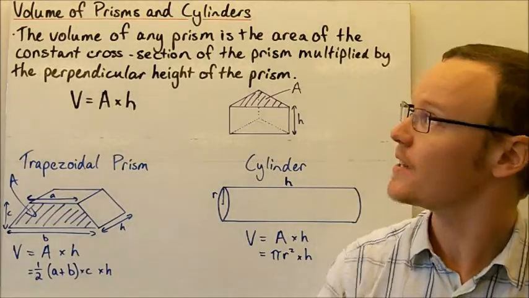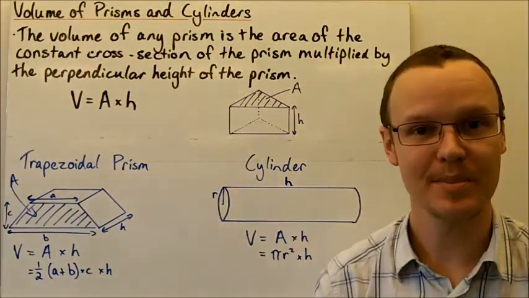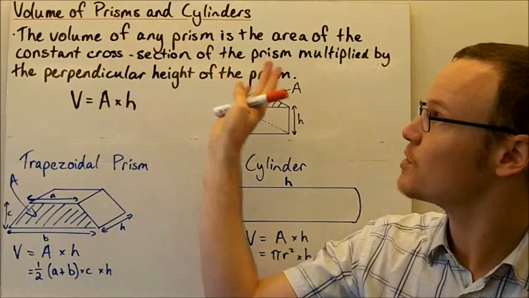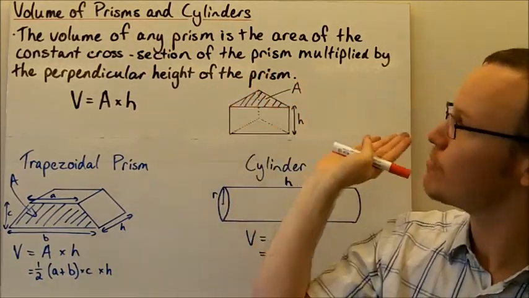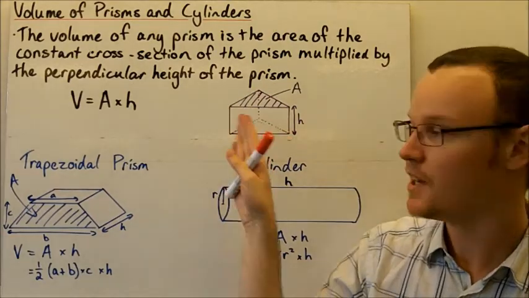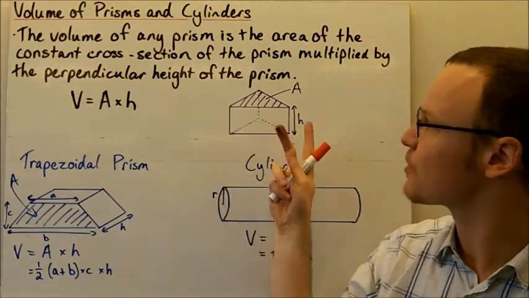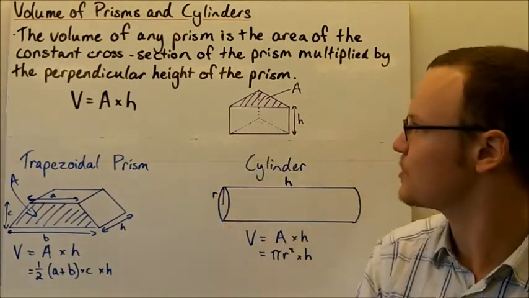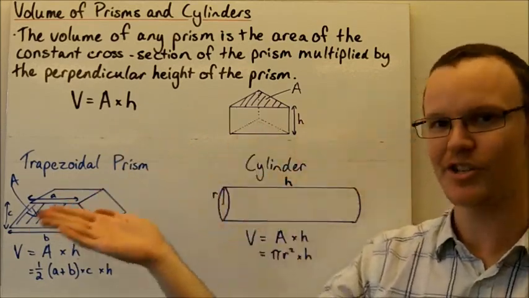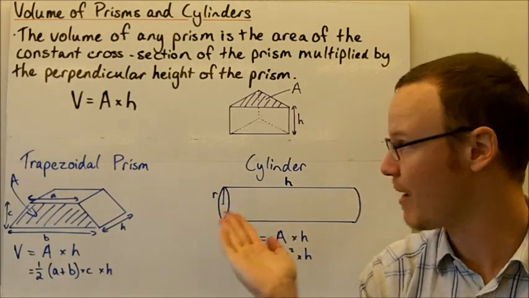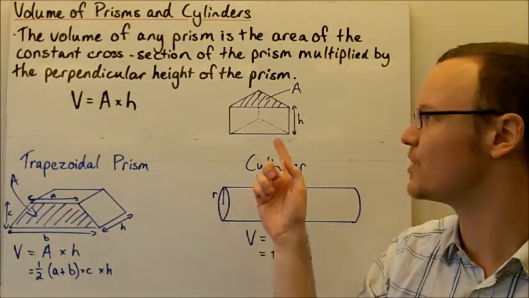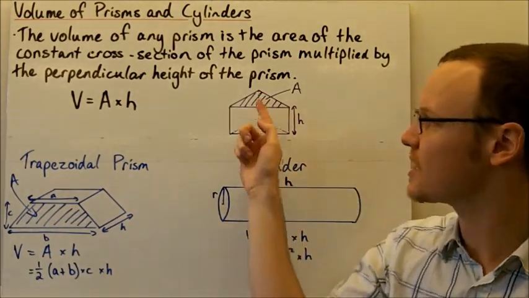Today we're going to look at volumes of prisms and cylinders. So the volume of any prism is the area of the constant cross-section of the prism multiplied by the perpendicular height of the prism. So if here we've got a triangular prism, the constant cross-section is the cross-section that, if we were to cut all the way through it in the same parallel manner, we'll get the same shape each time. So here you can see the triangle's the same on the front and the back.